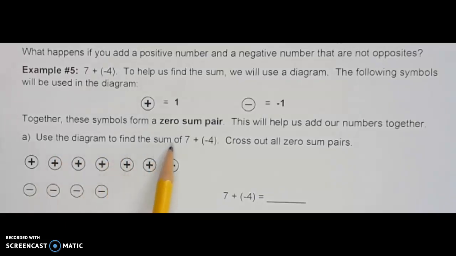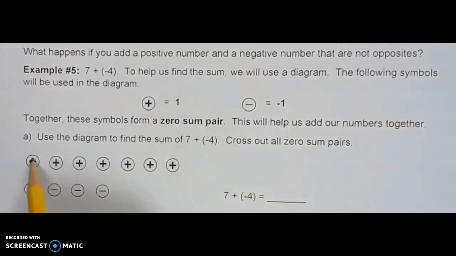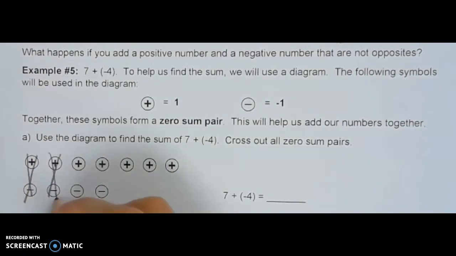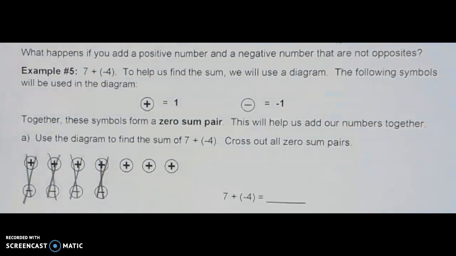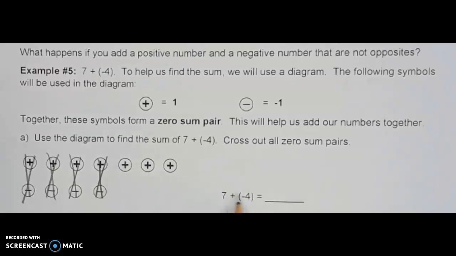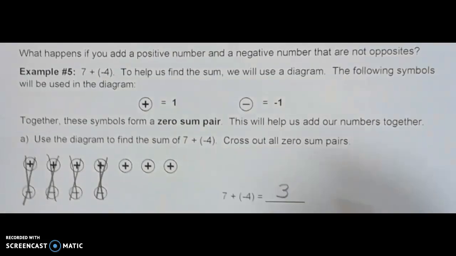Use the diagram to find the sum of 7 plus negative 4. Cross out all zero-sum pairs. In the top row, I have 7 positives for 7. In the bottom row, I have 4 negatives for negative 4. I need to cross out all of the zero-sum pairs. Remember, a zero-sum pair is a positive with a negative. So right here at the beginning, a positive with a negative is equal to 0. I have another zero-sum pair, and another, and one more. That leaves me with 3 positives. So when I add 7 with negative 4, I get an answer of positive 3.